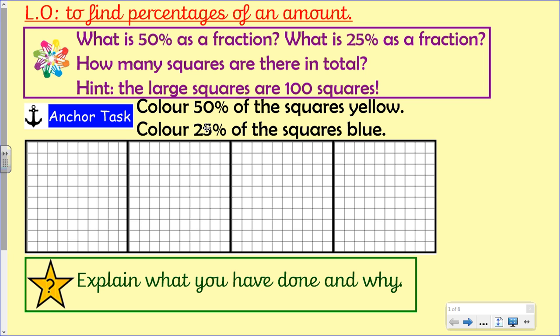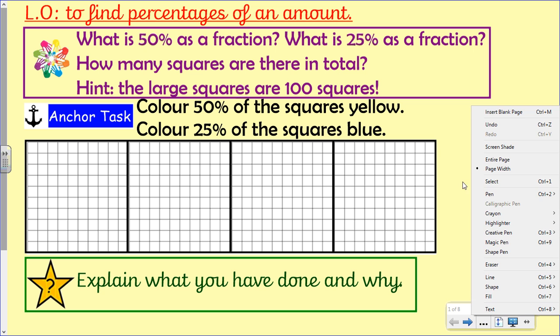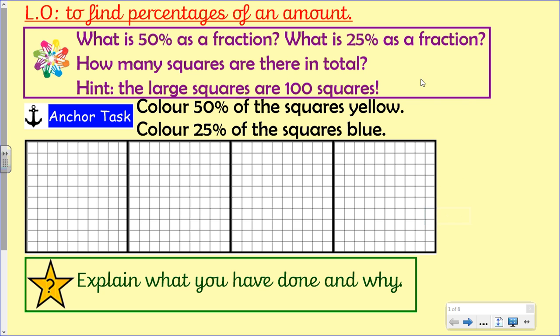Let's try this again. It says colour 50% of the squares yellow. So we need to be thinking about our supporting facts here. Well, what is 50% as a fraction? Okay, so hopefully you can remember from last week's work, 100% is the whole amount. 50% is one of our famous fractions. I'm just going to grab a pen. So 50% as a fraction is 1/2. So 50% is 1/2. What is 25% as a fraction?